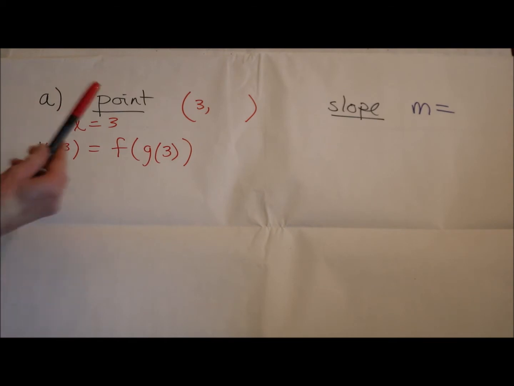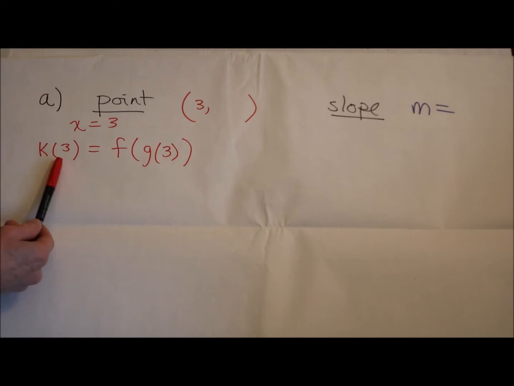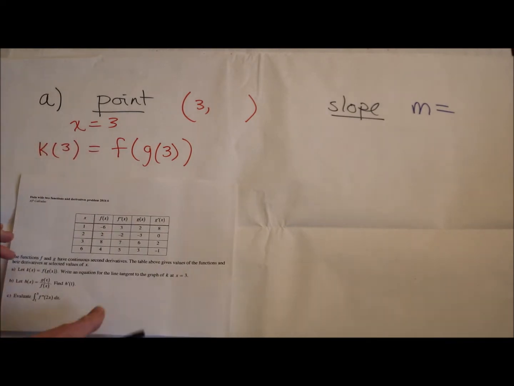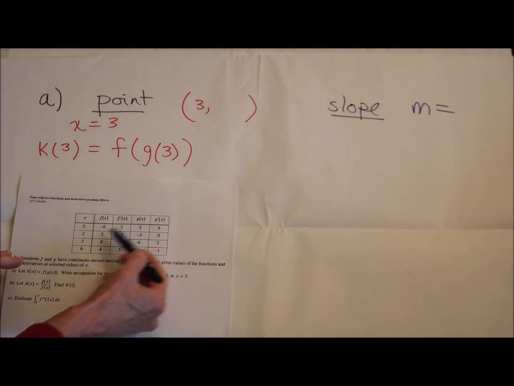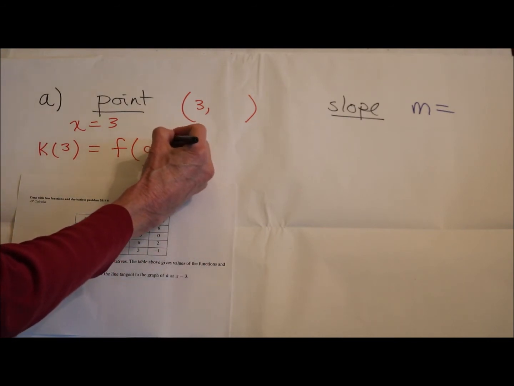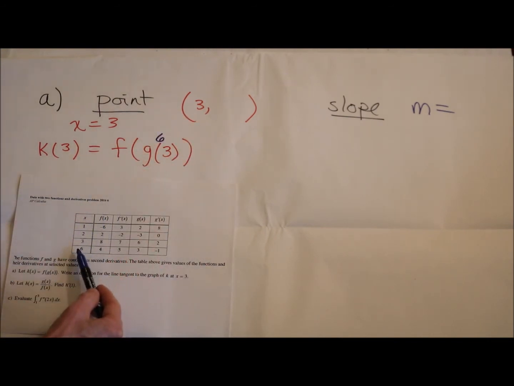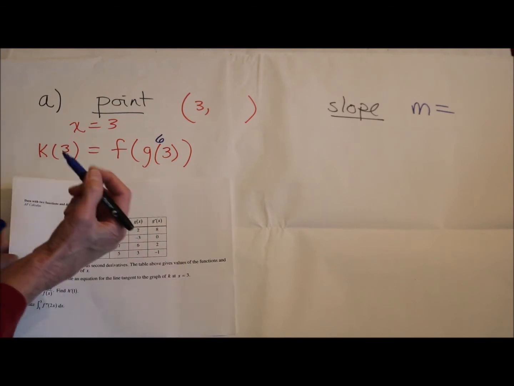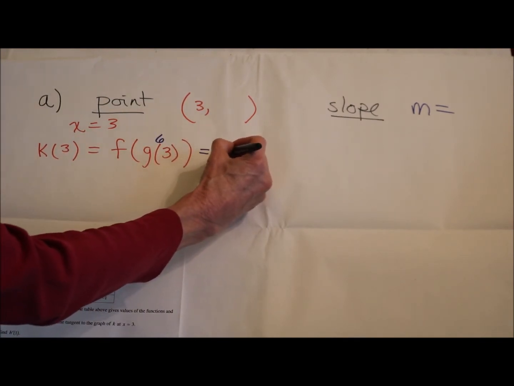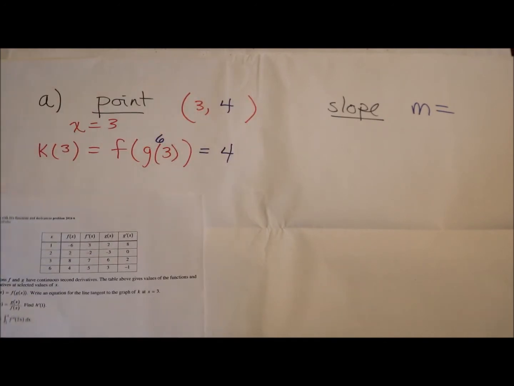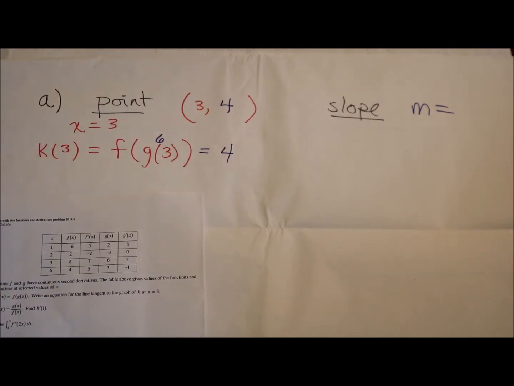So let's find the point first. We know the x value is 3. I'm going to find k of 3 since I'm looking for the line that's tangent to k. So let's see. That's going to be f of g of 3. So let's look at our chart here. g of 3 is 6, and f of 6 is 4. So this whole shebang equals 4. So we have our point.